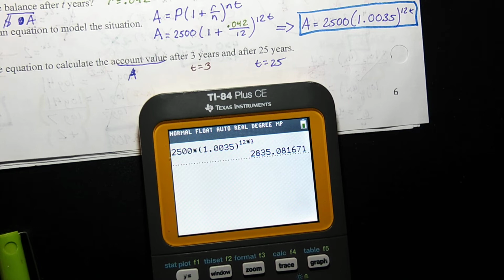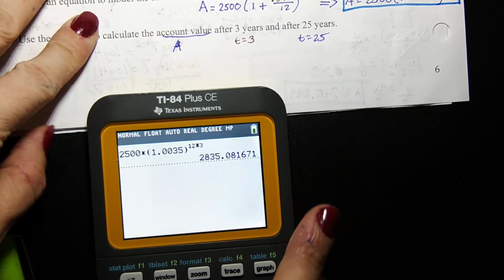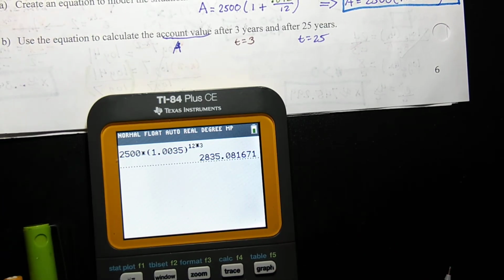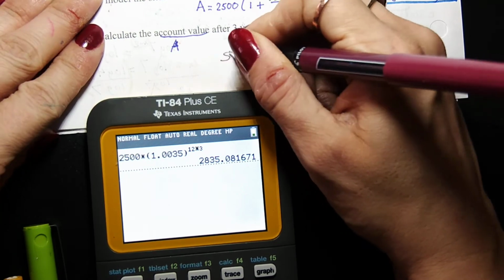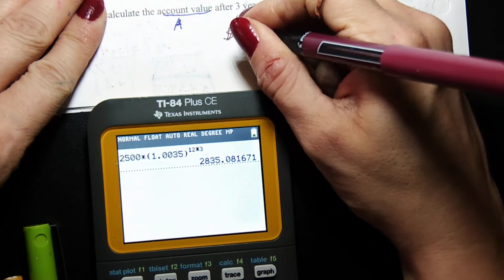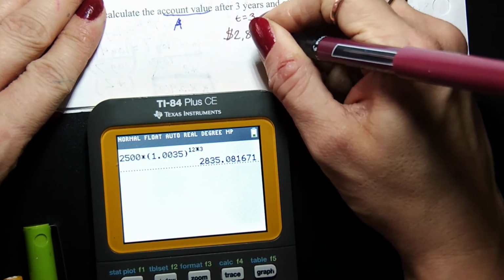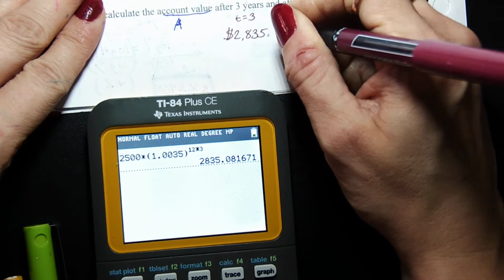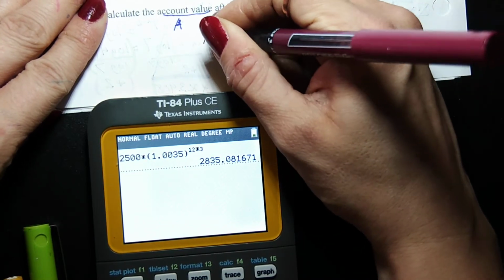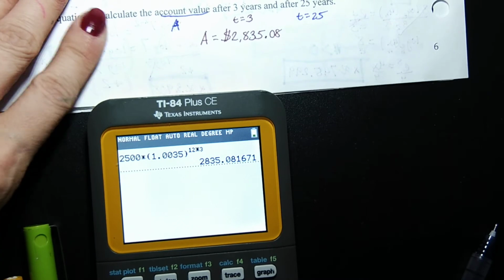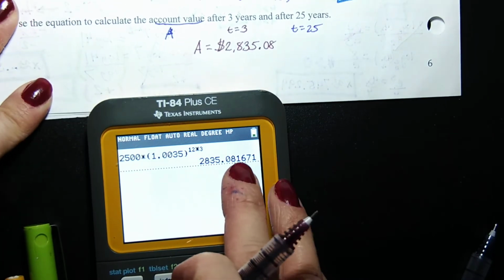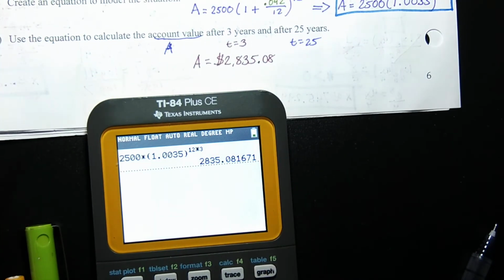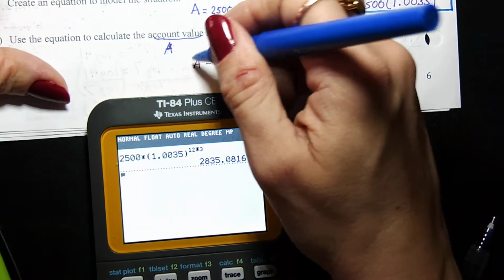So boo, yes. So we are going to round it for the unit that makes sense. So $2,000. $835.08. So that's what A is equal to. So the 1 isn't enough to bump us up. So that's our amount after 3 years.